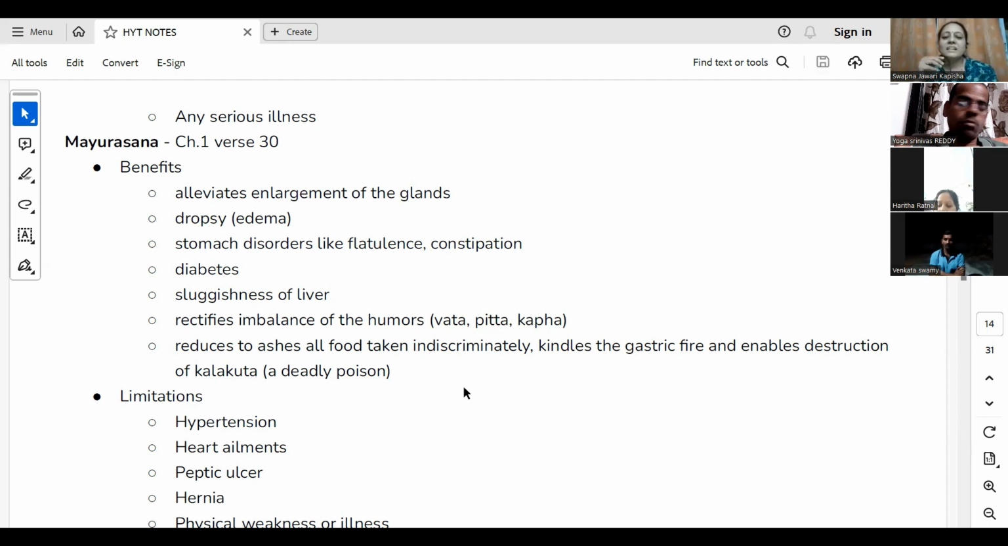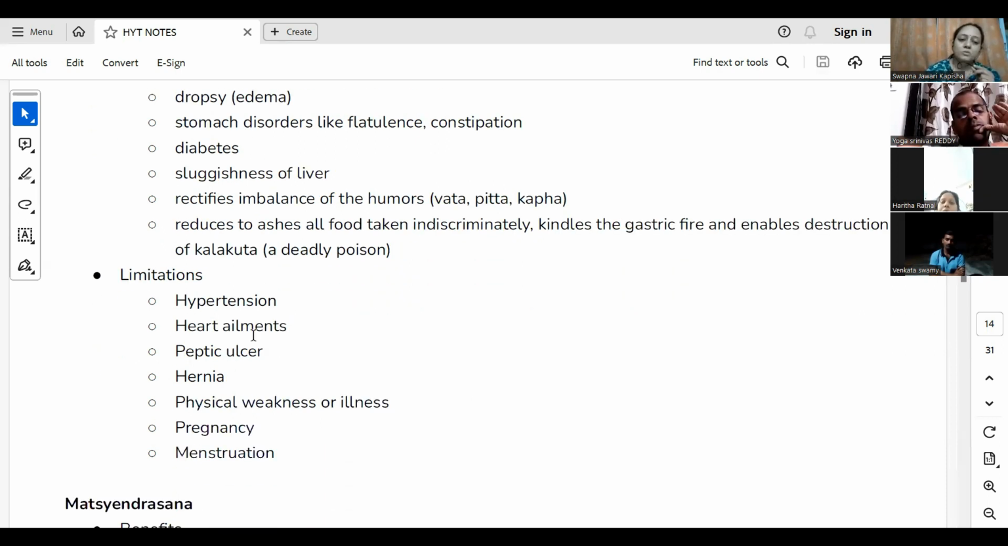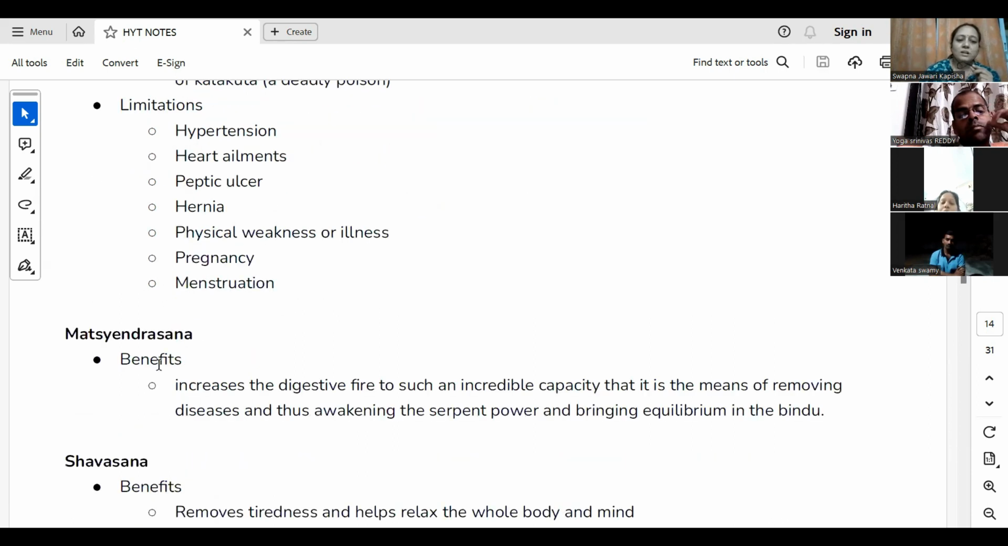So he says it kindles, means increases, the gastric fire and enables the destruction of Kalakuta. Kalakuta Vishamu, they say. Any deadly poison will be destroyed by doing Mayurasana. Very important bit. So these are the limitations.